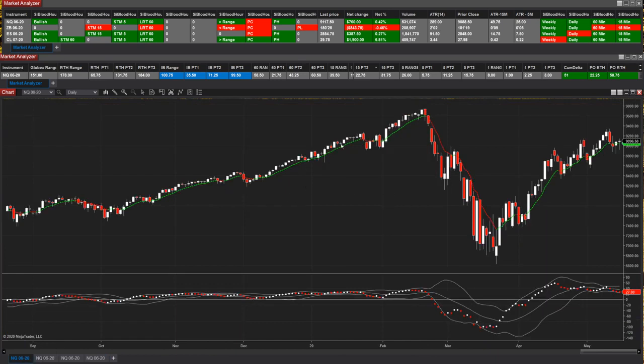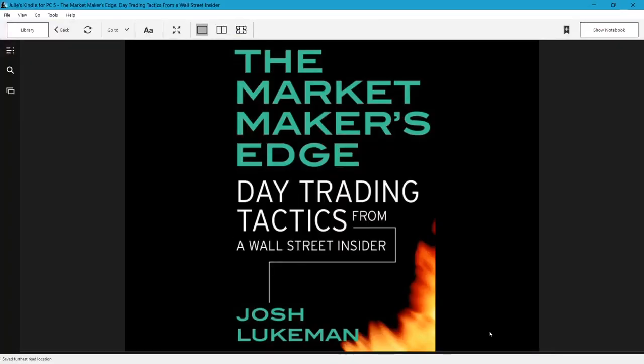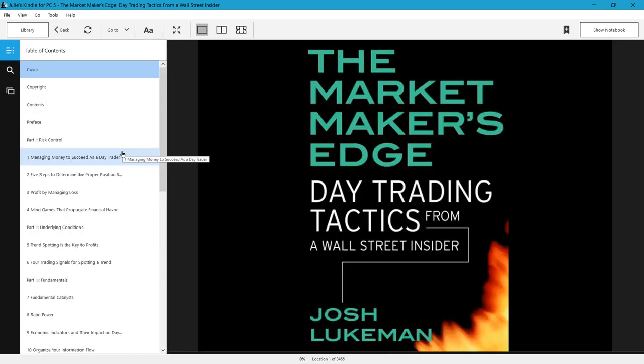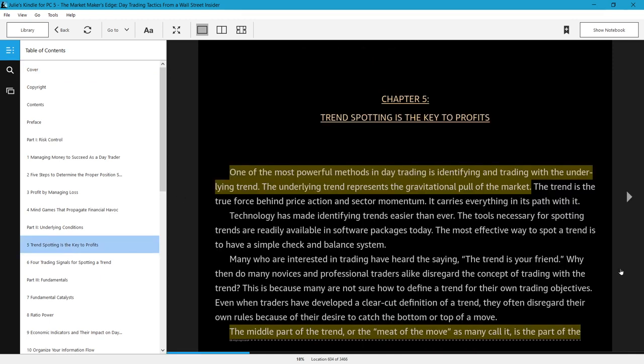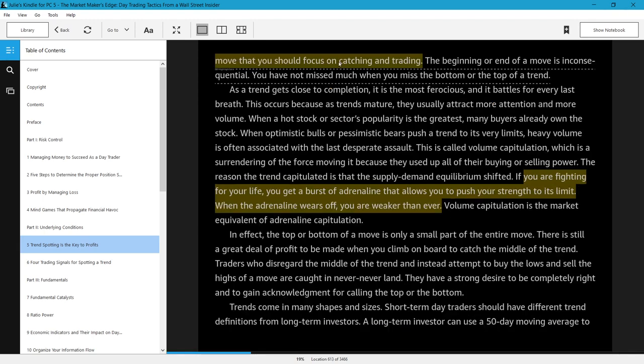It just started basically from the Market Maker's Edge, Josh Lukeman's book. It's a quick read. There's only a couple of pages really that encapsulate, I think, the success behind his strategy, which is being able to spot the trend on a higher time frame and trading the middle, the meat of the move, to focus on catching and trading.